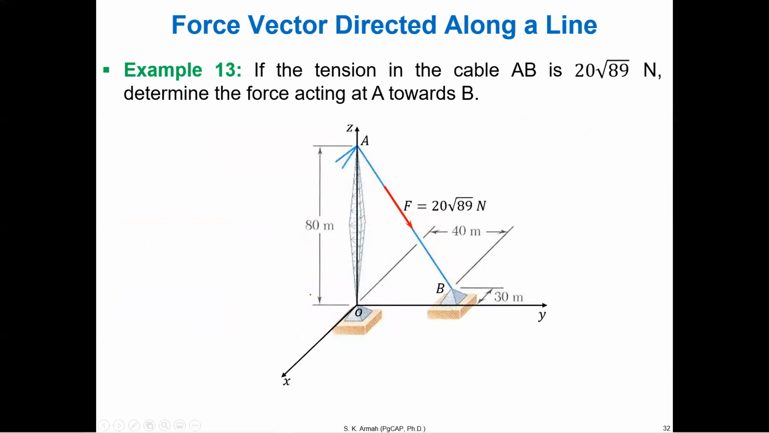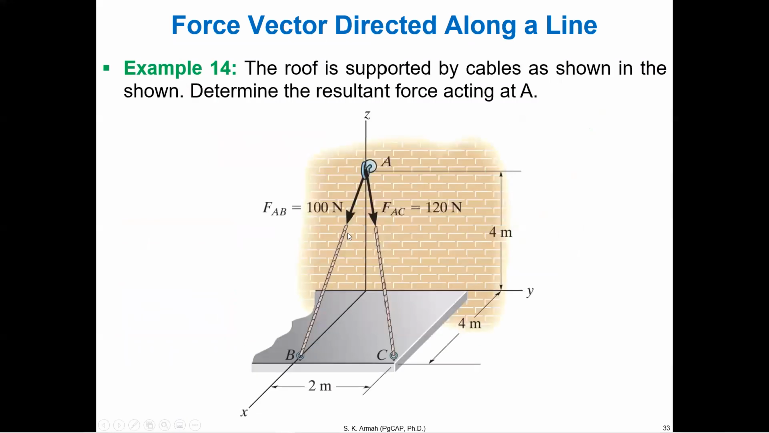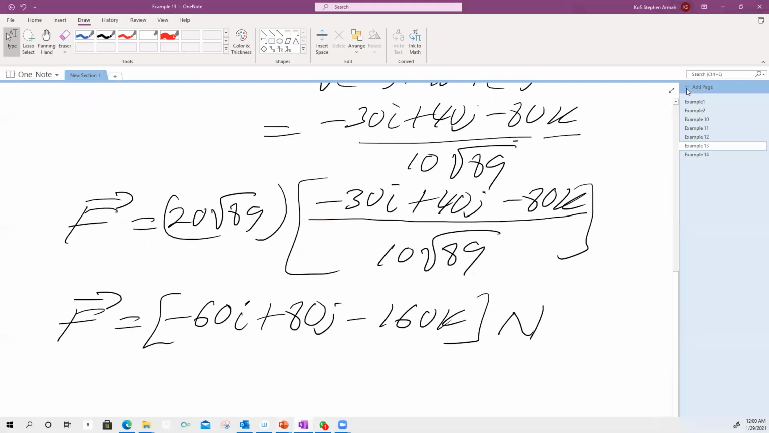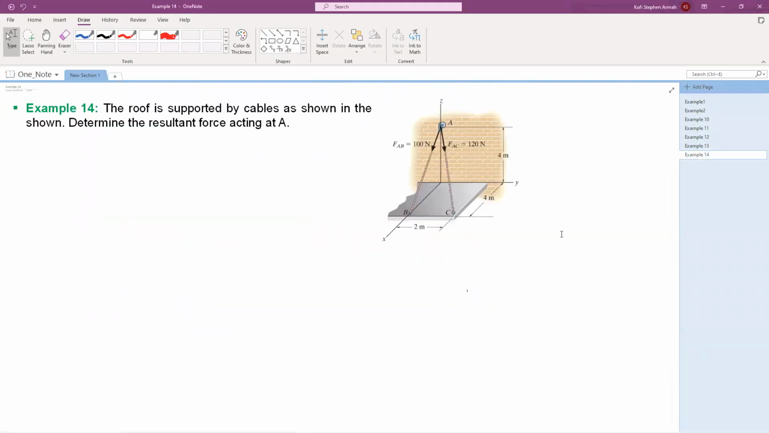So I'll do this last example. Oh, I was supposed to do this. Okay, that's fine. I'll do this last example, and then we're done. You have been given two. So I'm switching to OneNote, and that's example 14, and then I'm done.